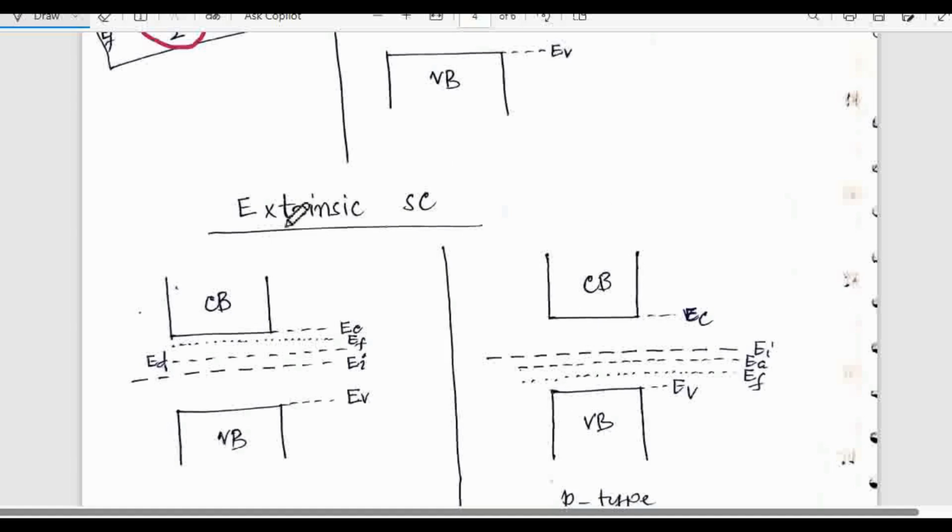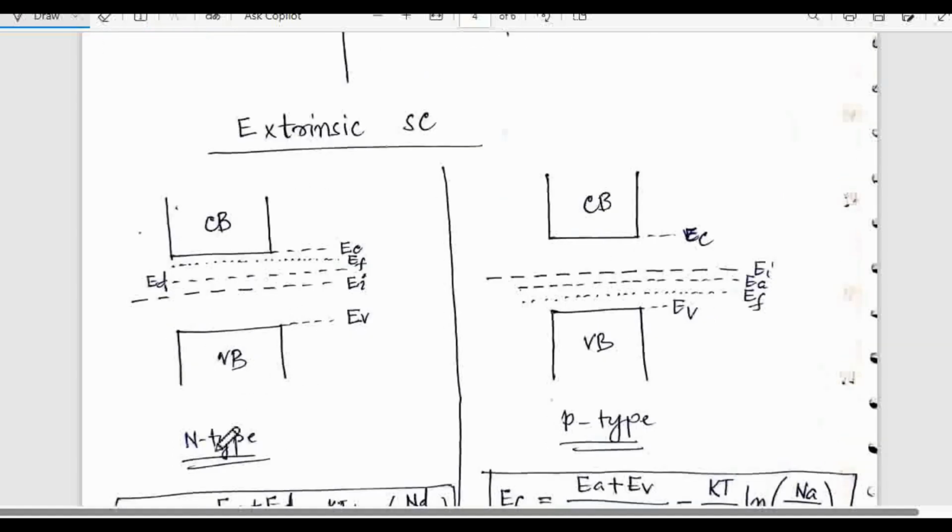Likewise, for any extrinsic semiconductor, you can find the position of the Fermi level. For example, for N type, you will get the Fermi level in between the conduction band and the donor level. This is the donor level energy, ED, and this is the conduction energy band. In between that is the Fermi level.